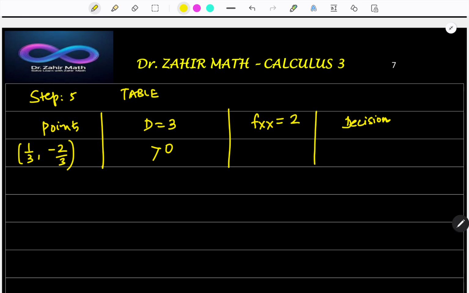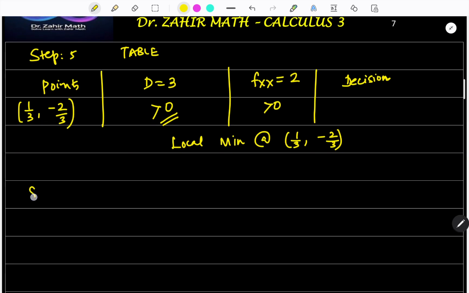So now what are you going to decide? This is more than 0 and this is more than 0. If both of them are more than 0, what are we going to say? Local minimum at the point (1/3, -2/3). Clear? Now we are going for step number 6. What is step number 6? You are going to find the minimum value, right? You are going to find the local minimum value.